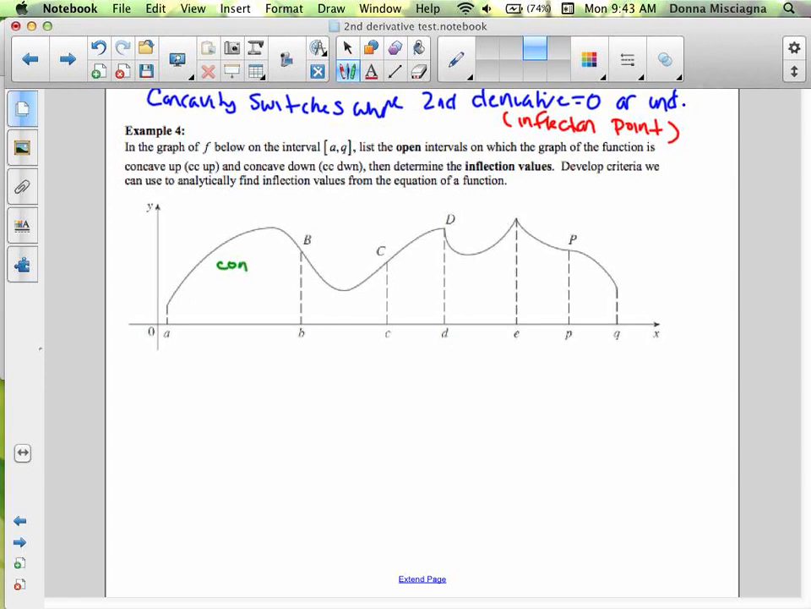And right here is the inflection point. I'm going to put IP for inflection point. And let's also determine why there is an inflection point. Is it because the second derivative is 0 or the second derivative is undefined? In this case, it's because the second derivative is 0. Right? It'll be kind of obvious when the second derivative is undefined.